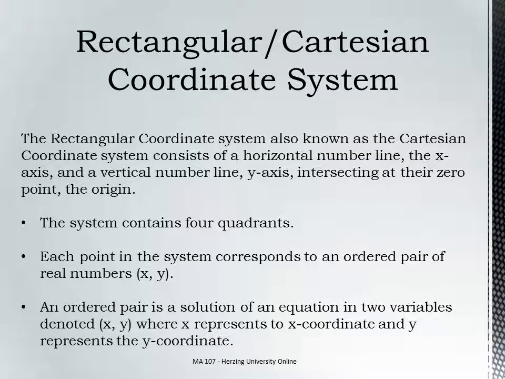The rectangular coordinate system, also known as the Cartesian coordinate system, consists of a horizontal number line, the x-axis, and a vertical number line, the y-axis, intersecting at their 0 point, the origin. The system contains 4 quadrants. Each point in the system corresponds to an ordered pair of real numbers x, y. An ordered pair is a solution of an equation in 2 variables denoted x, y, where x represents the x-coordinate and y represents the y-coordinate.